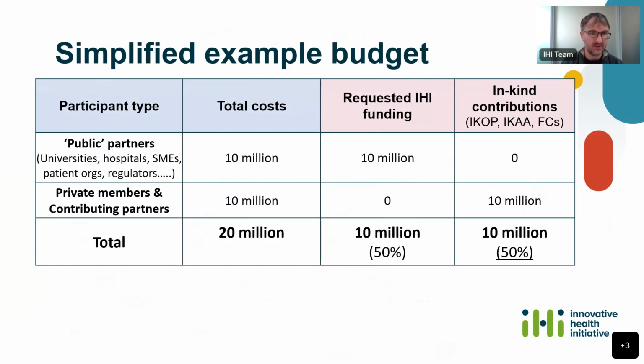So what I've done here is I've split the budget into costs and funding. Costs under blue, funding under this pink color. And I've split the participants into what we call the public partners, those receiving funding from us, and then private members and contributing partners, those bringing their own resources to the project. And I want to emphasize under public partners, you will see that there are SMEs, which are obviously private companies.